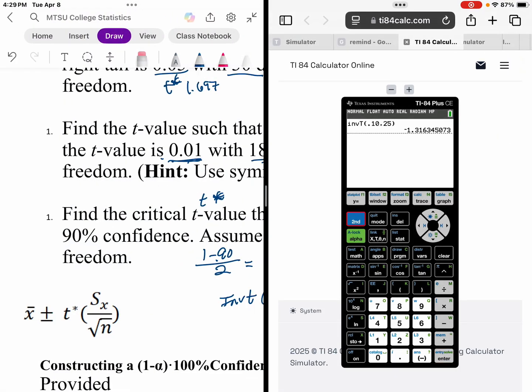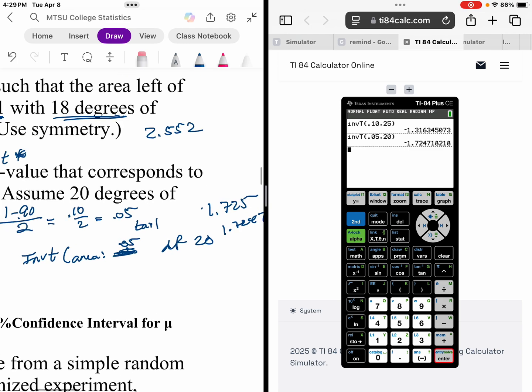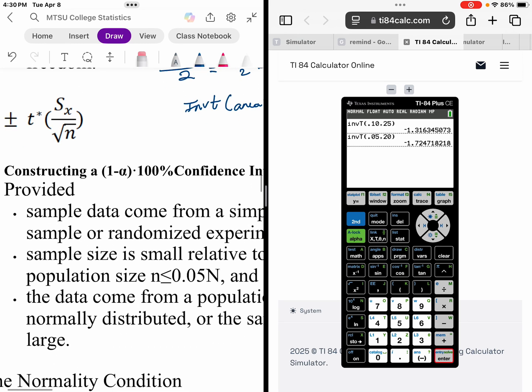So, second bars, option number 4, 0.05, and then we said 20 for degrees of freedom. 1.724. And again, if we round that to the third place, we get the same thing. 1.7247 rounds to that number there. So again, I would use the inverse T on your calculator, even if the problems in your homework want you to do it otherwise.